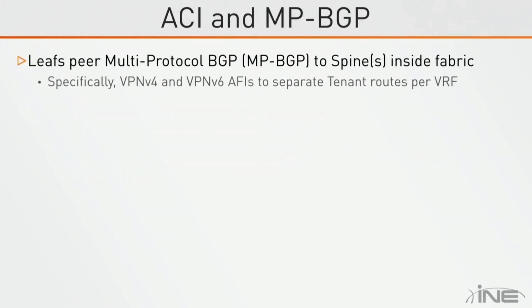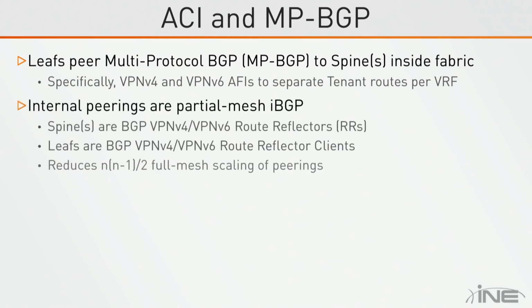Okay, so we'll see specifically behind the scenes, what's going to happen is that the leafs are going to peer with the spines. Okay, so one or more spines are going to be configured as the BGP route reflectors. And what this is going to allow us to do is to cut down on the number of control plane sessions that we would have to run on the fabric in terms of the BGP peerings.